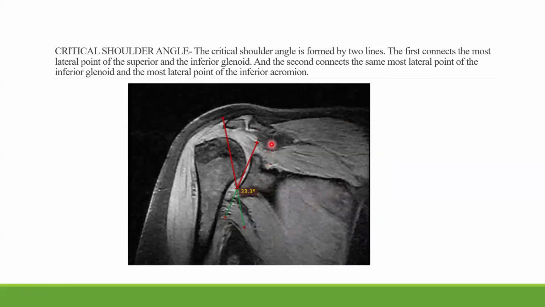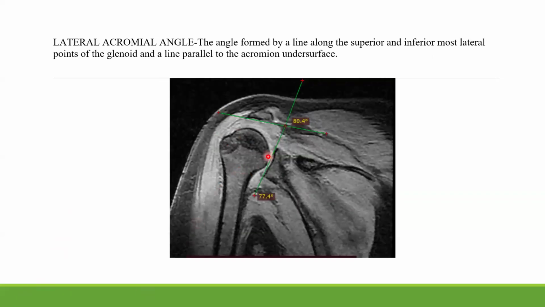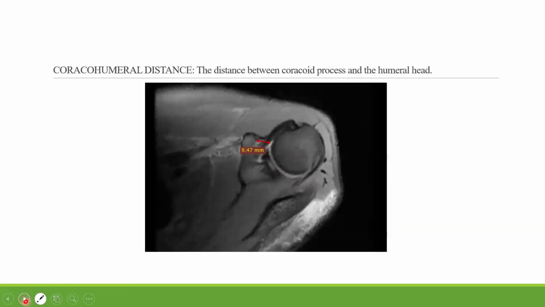Critical shoulder angle. Critical shoulder angle is also formed by two lines. The first line connects the most lateral points of superior and inferior glenoid, and the second one connects the lateralmost aspect of inferior glenoid and the lateralmost aspect of the inferior acromion. Lateral acromial angle. In lateral acromial angle, the first line is the same, the glenoid line, and the other one is drawn parallel to the undersurface of the acromion. Coracohumeral distance. Coracohumeral distance is the distance between the coracoid process and the humeral head, and this is measured in the axial plane.